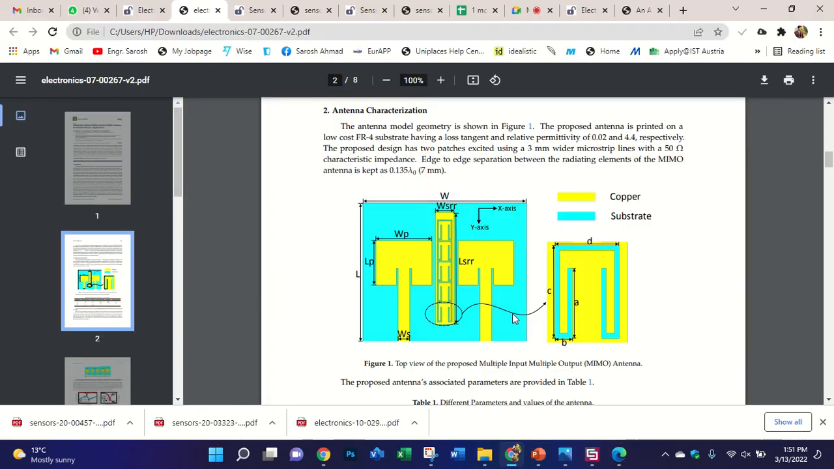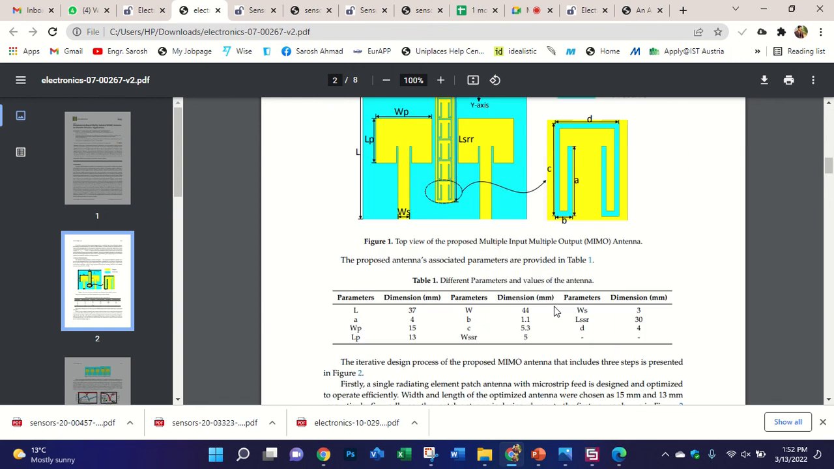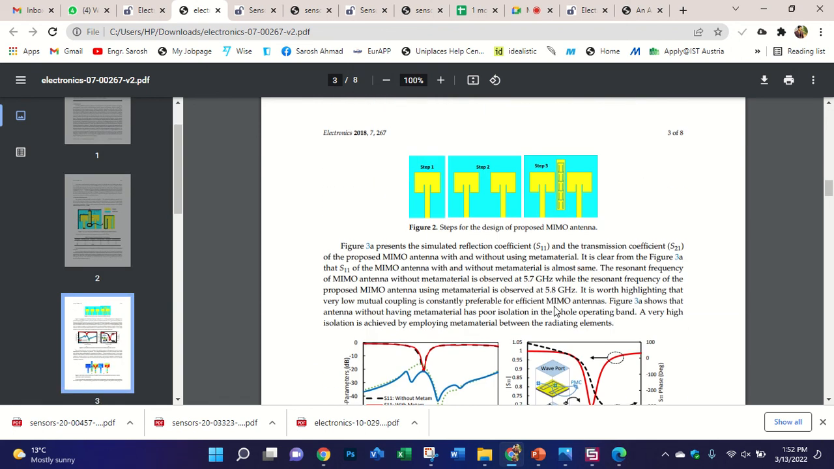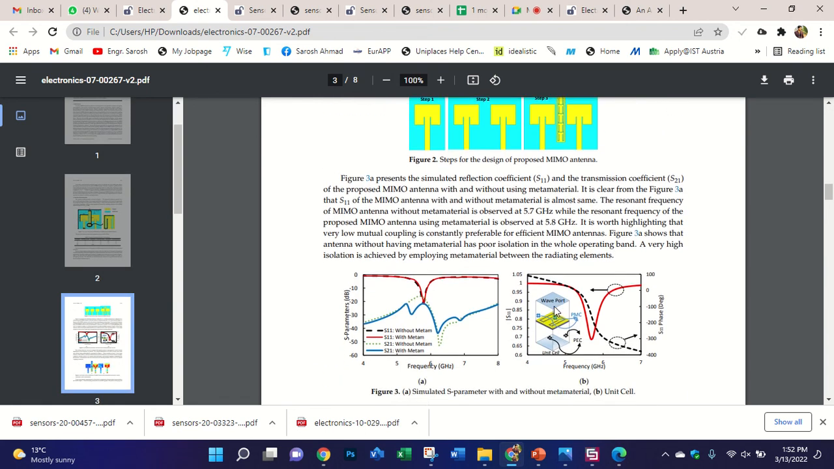Sorry, Mr. Ahmed. In this article they use HIS isolation. They use HIS like a metamaterial. Yes, I read it.